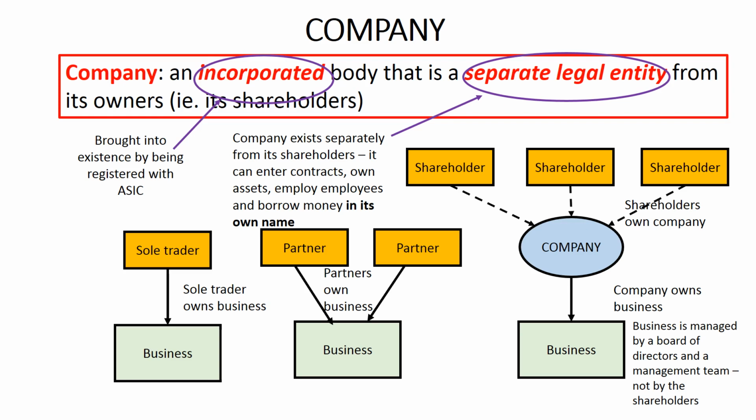Because a company has a separate existence from its owners, that is, its shareholders, the company does all of these things in its own name and not in the name of its shareholders. So, for example, if the company cannot repay money that it has borrowed from a bank, then the bank sues the company and not the company's shareholders.